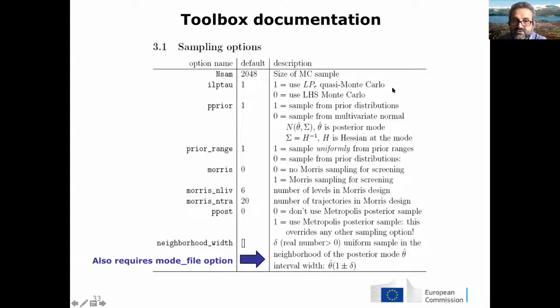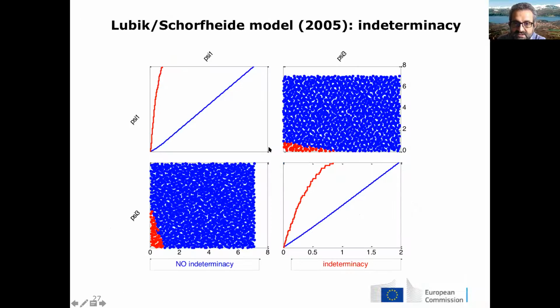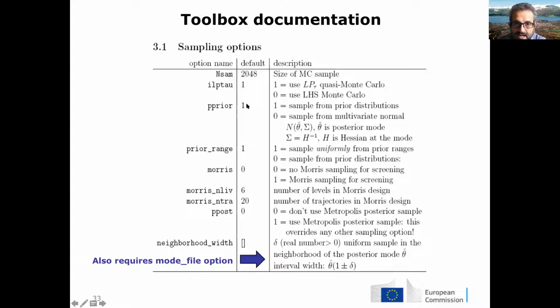So there are a number of options you can set. Typically, you want to set the number of draws. The default sampler is a quasi Monte Carlo sampler. Then if you want to draw from the prior, you set p prior equal to 1. If you want, on top, to sample uniformly from prior ranges, as we did here, you set p prior 1 and prior range 1, and that's the default. Morris is another method, but we don't focus on this.